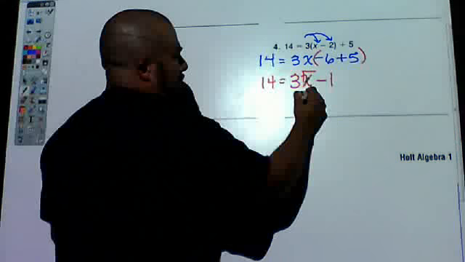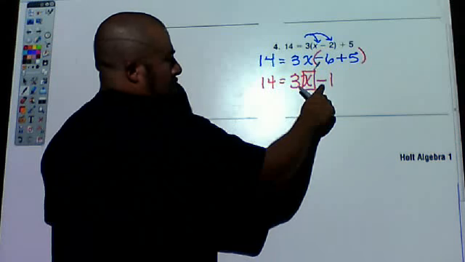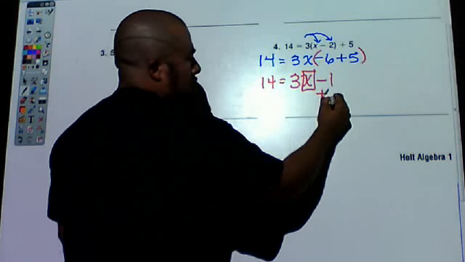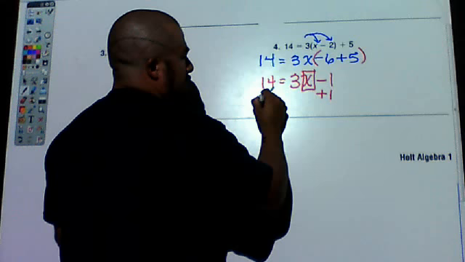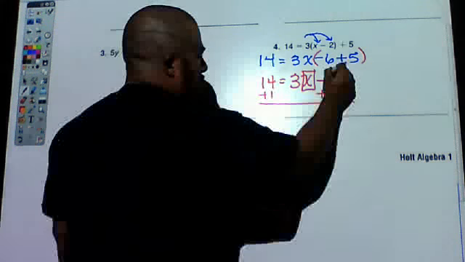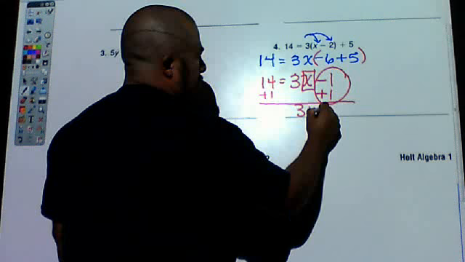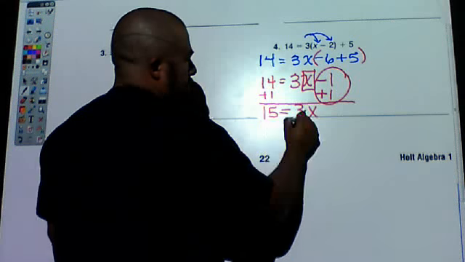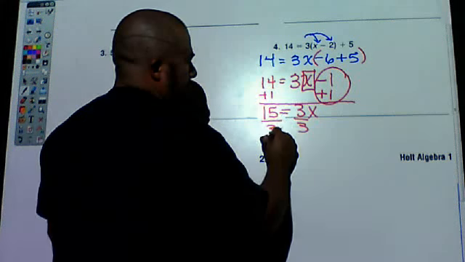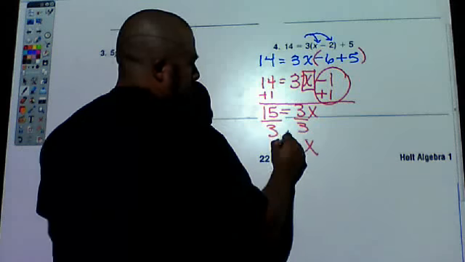Again, I box in my variable. What do I see? Minus 1, so I use plus 1 to both sides. Zero pair. 3x equals 15. Divide by 3. x equals 5.